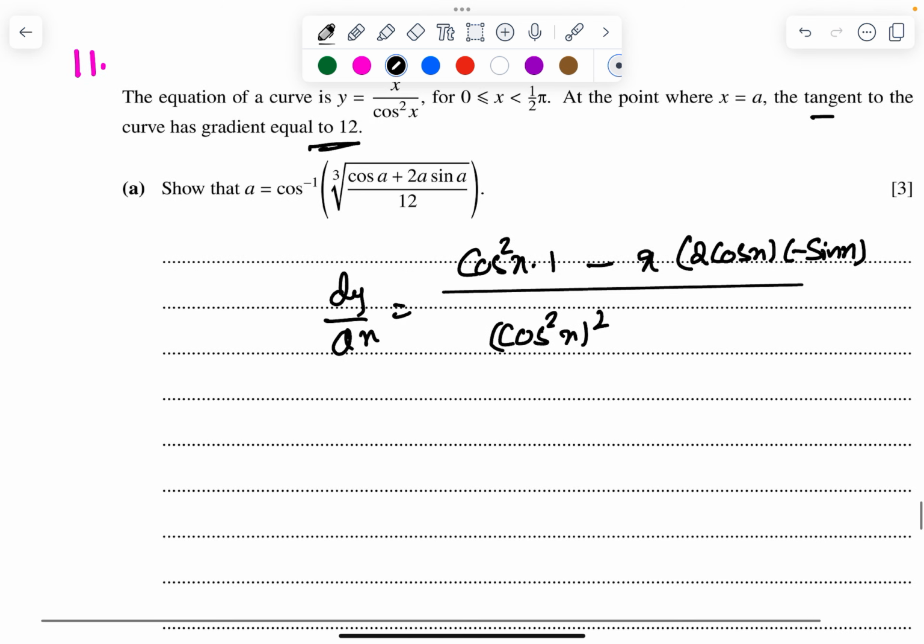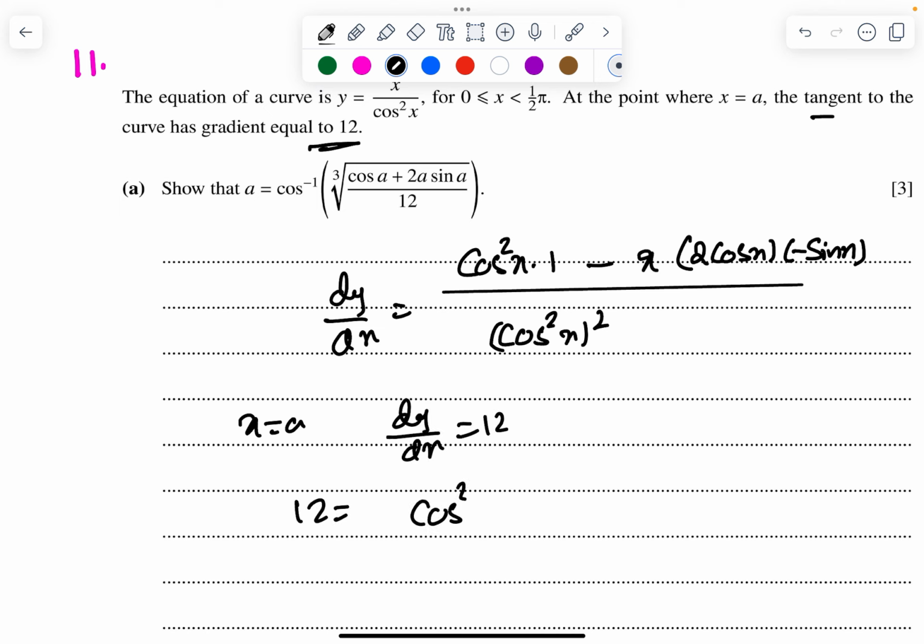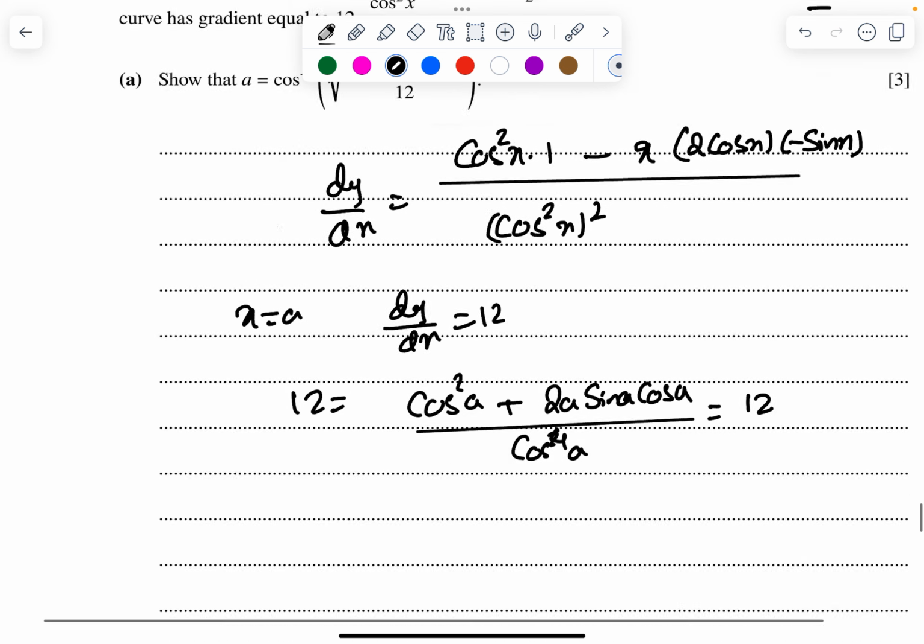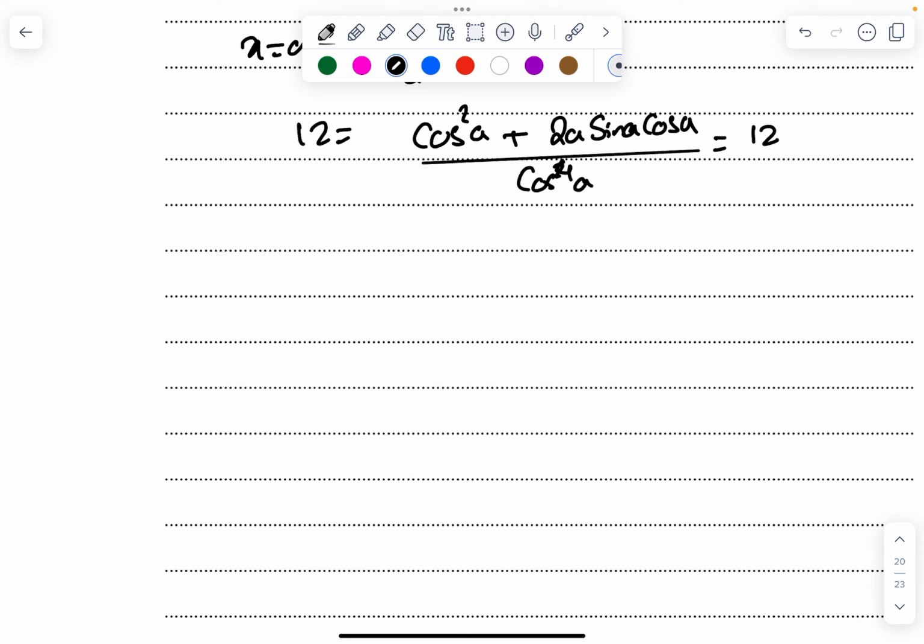So at x equals a, dy by dx equals 12. So 12 equals cos square a plus 2a sin a cos a divided by cos to the power of 4 a. So what does that become? Cos square a plus 2a sin a cos a equals 12 cos to the power of 4 a.